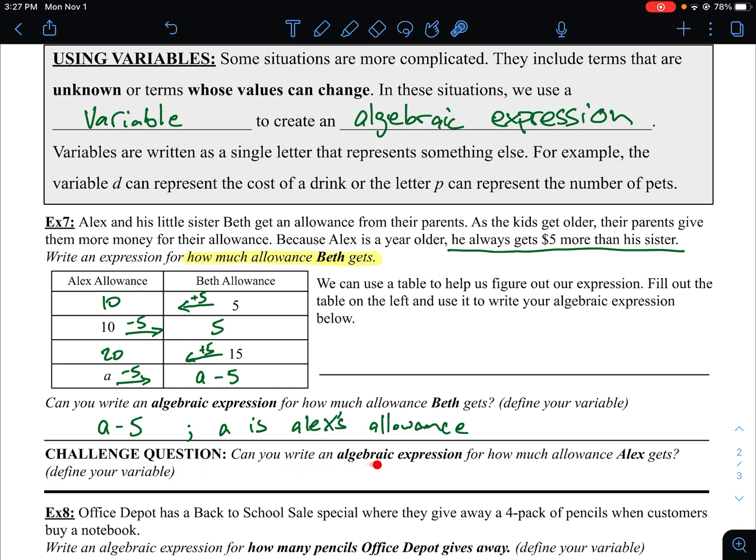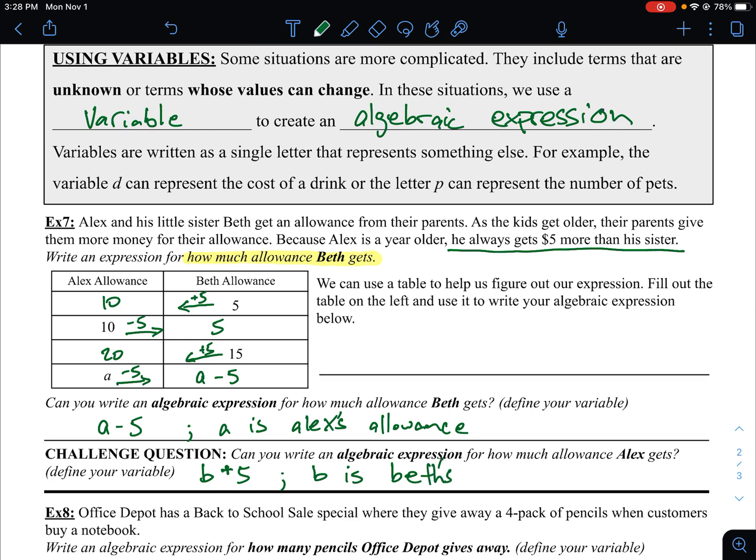Challenge question: can you write an algebraic expression for how much allowance Alex gets? Well, you can say A, because that's how much Alex gets, but they normally don't like that. They want you to define a different variable, or give us some more information. So we can use B for Beth's allowance. If we knew Beth's allowance, could we figure out how much Alex's allowance is? Yes, we could. We just take her allowance and add 5 more to it, because he always gets $5 more. So the expression for Alex's allowance would be B plus 5, where B is Beth's allowance.